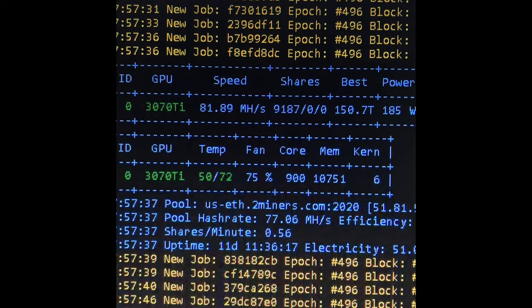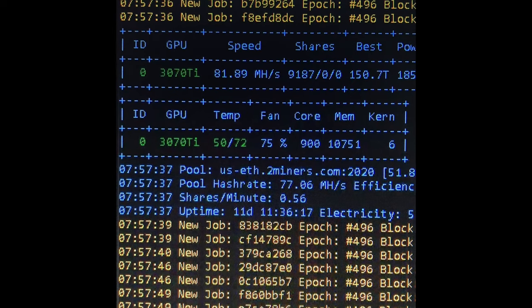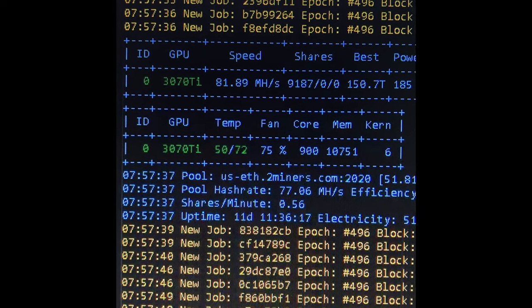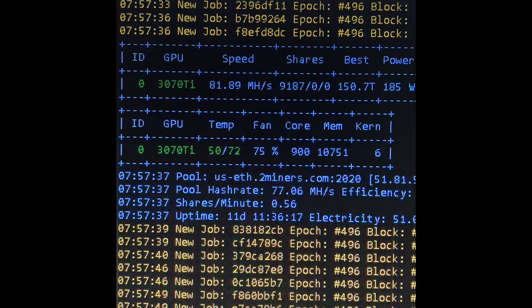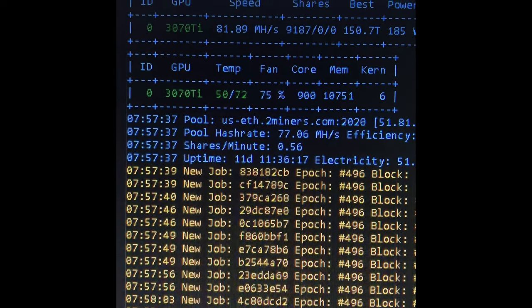All right, this is an update to the copper mod on the 3070 Ti, which was burning about 110 in those memory temps. It was horrible. These 3070 Ti's burn hot.